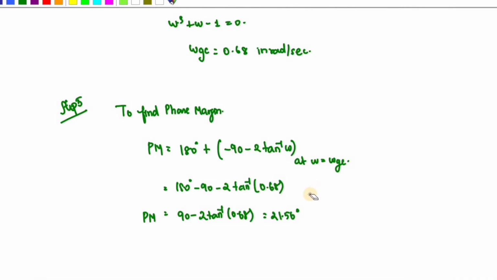So this is how we have to calculate gain and phase margin with the help of the calculator.